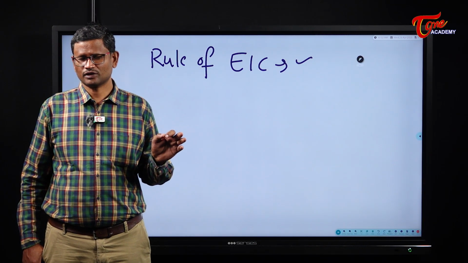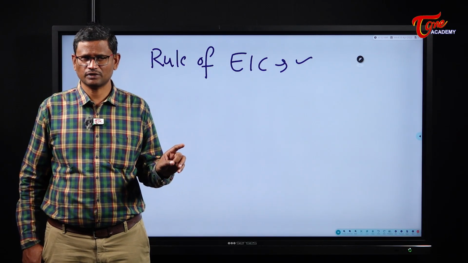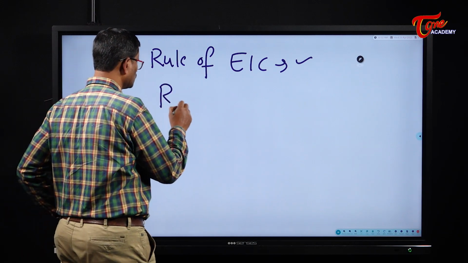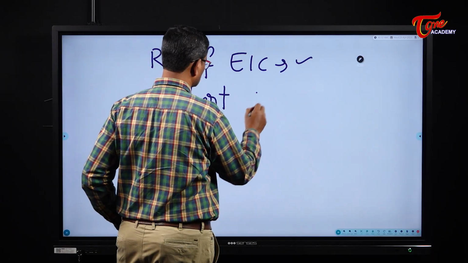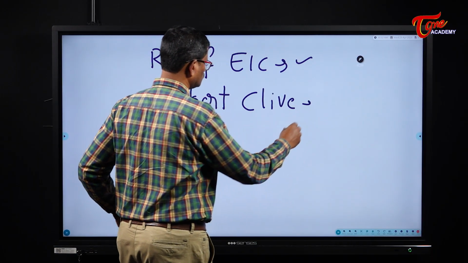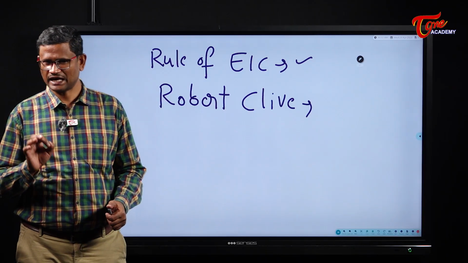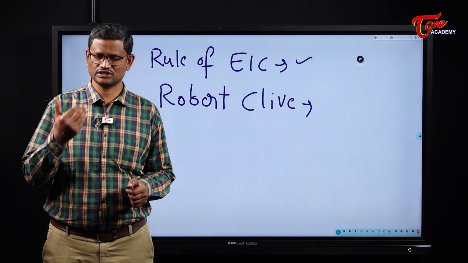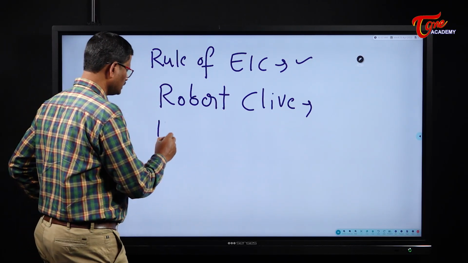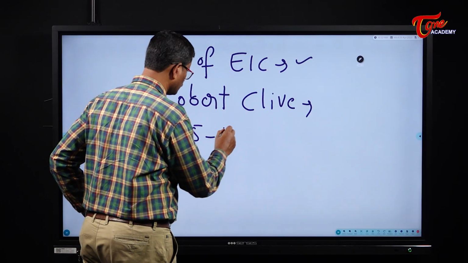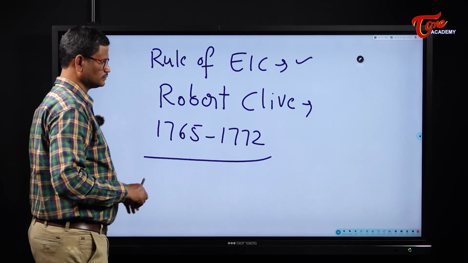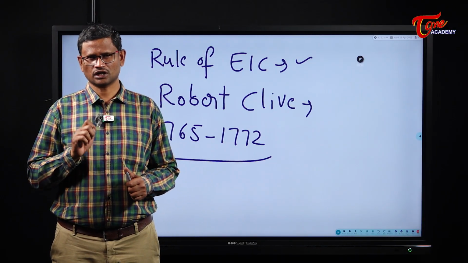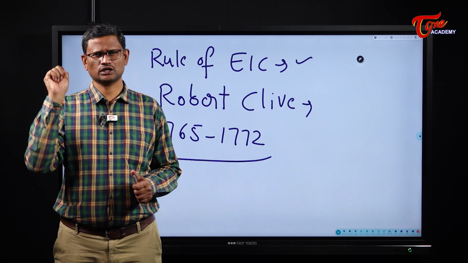The background for the enactment of the Regulating Act of 1773 by the British Parliament is linked with Robert Clive's dual government. We all know that after the Battle of Plassey in 1757 and subsequently the Battle of Buxar in 1764, from 1765 to 1772 in Bengal there was a kind of government called dual government, which is called Robert Clive's dual government.